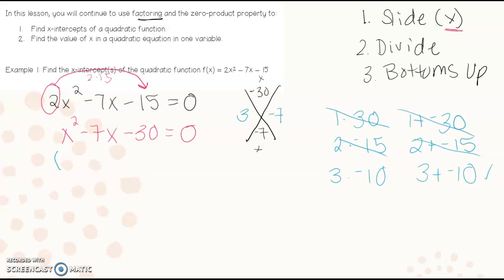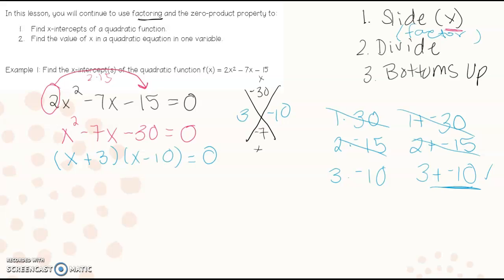So we write those in parentheses. x plus 3. Oops, sorry, I made an error there. Negative 10. x minus 10. Now, I did the slide and factor.